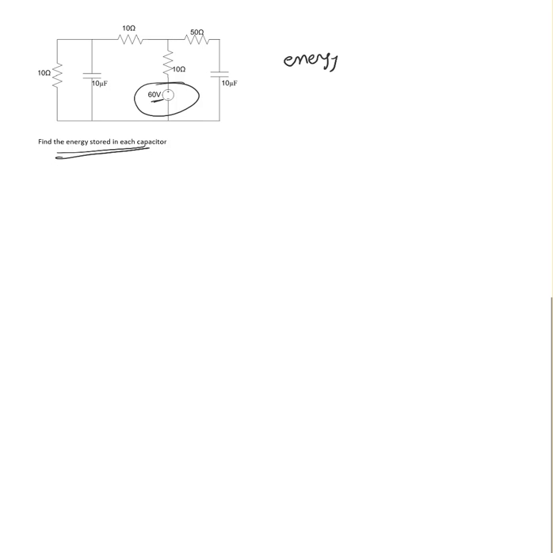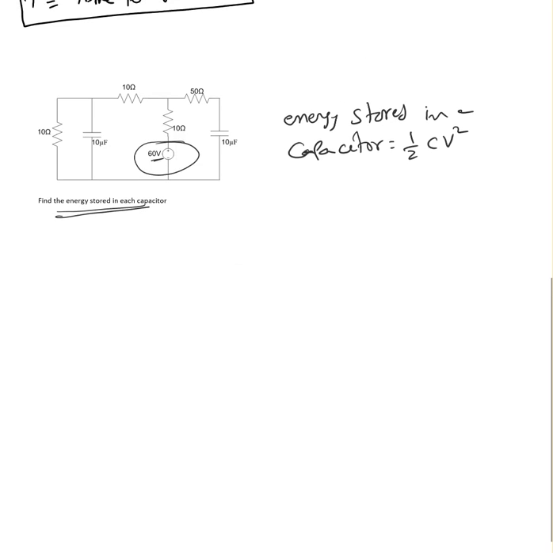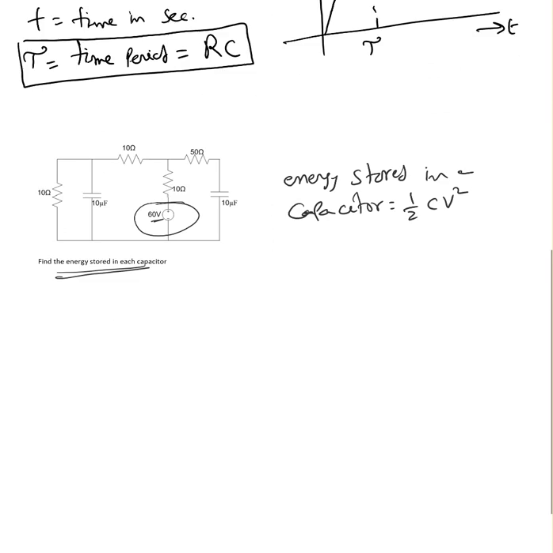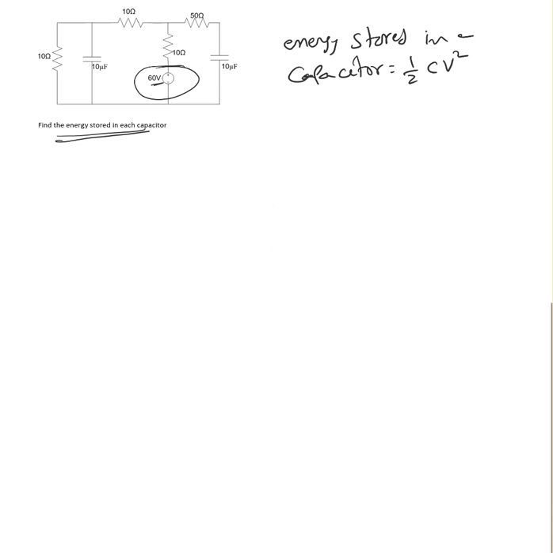The energy stored in a capacitor is equal to half CV squared. I have the C value, so all I need to find is the V value. Let me take this as C1. I don't know why it is sliding down. Okay, I'm going to take this as C1. Here is C2. What is the behavior of a capacitor in DC? Once it is fully charged, a capacitor acts like an open circuit.